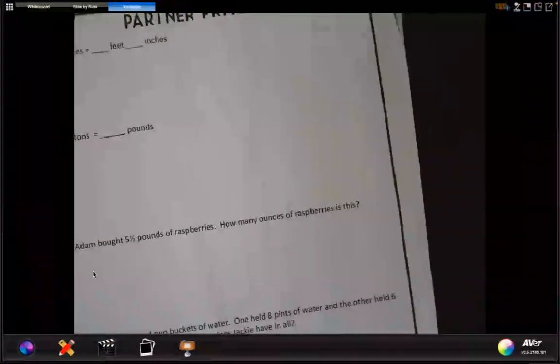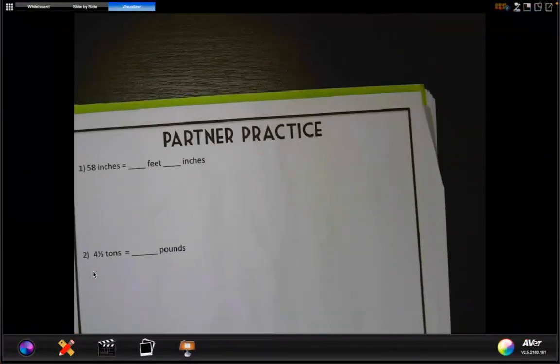All right, guys, so let's go ahead and dive in, and let's do number one. So this is very similar to the problem we started with. So we've got 58 inches. That is equal to blank feet and blank inches.